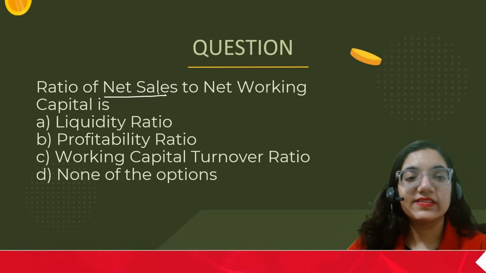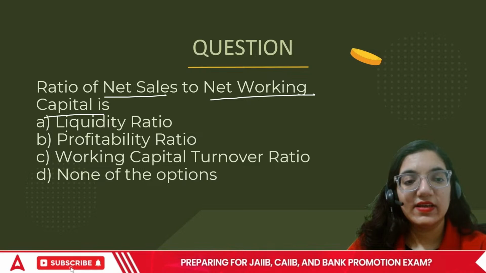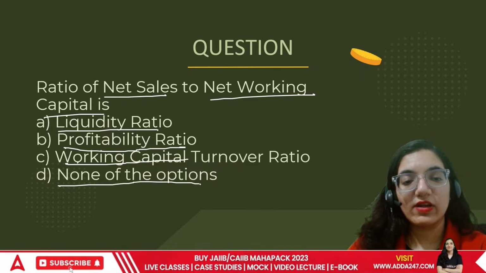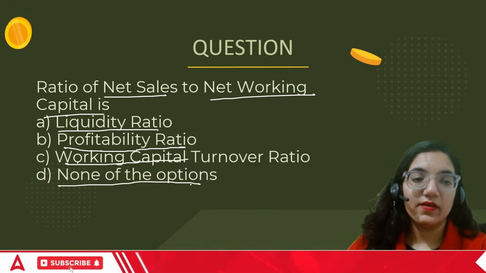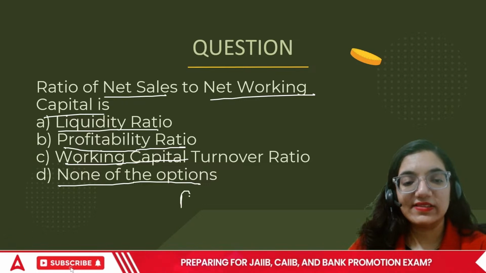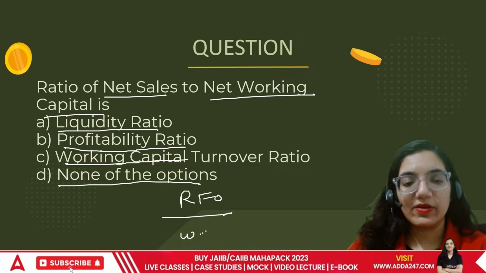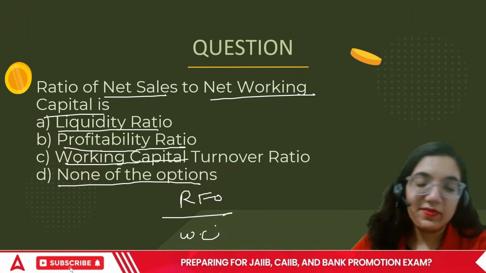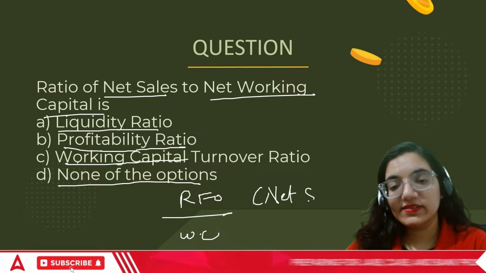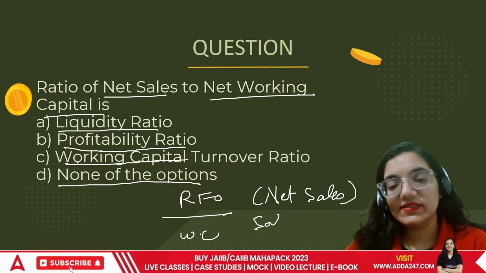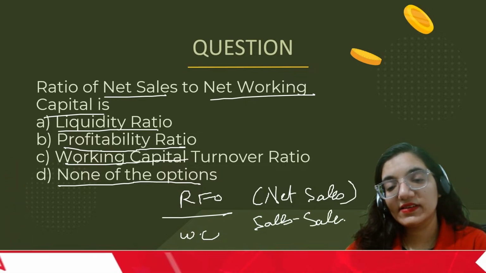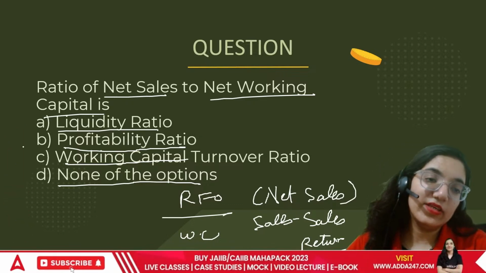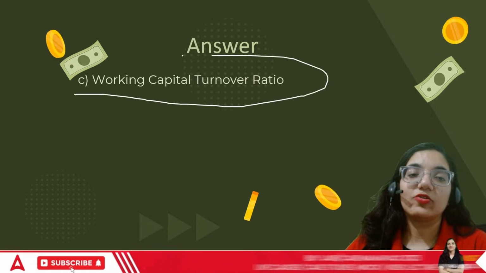The ratio of net sales to net working capital is: liquidity ratio, profitability ratio, working capital turnover ratio, or none of the above. Ratio of net sales to working capital. We have just done this same formula, everyone. Net sales simply means sales minus sales return. So the correct answer turns out to be working capital turnover ratio.